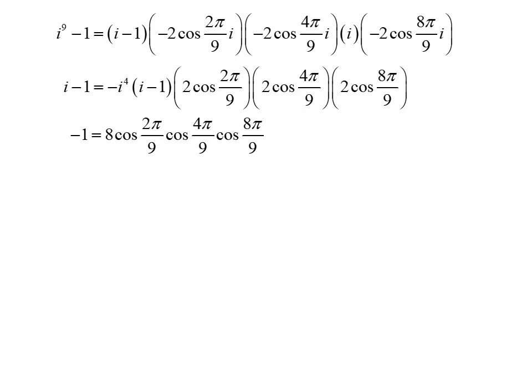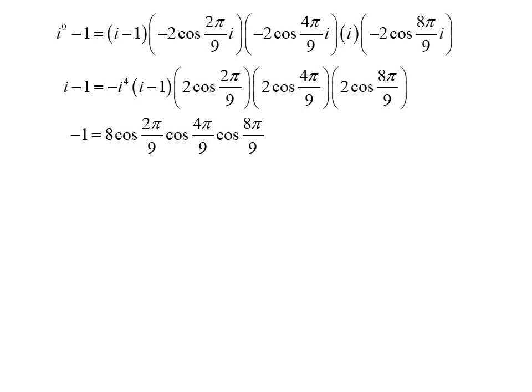We can divide both sides by i minus 1. We've ended up with minus 1 is equal to 8 cos 2 pi on 9 cos 4 pi on 9 cos 8 pi on 9. Whew, real close but not quite there. Remember, we were trying to show cos pi on 9 times cos 2 pi on 9 times cos 4 pi on 9. So the difference is that 8 pi on 9.